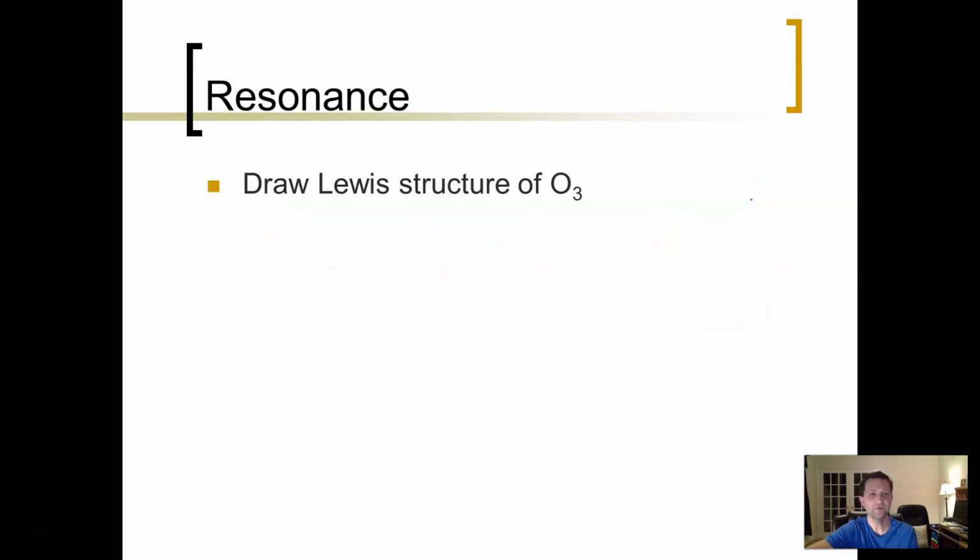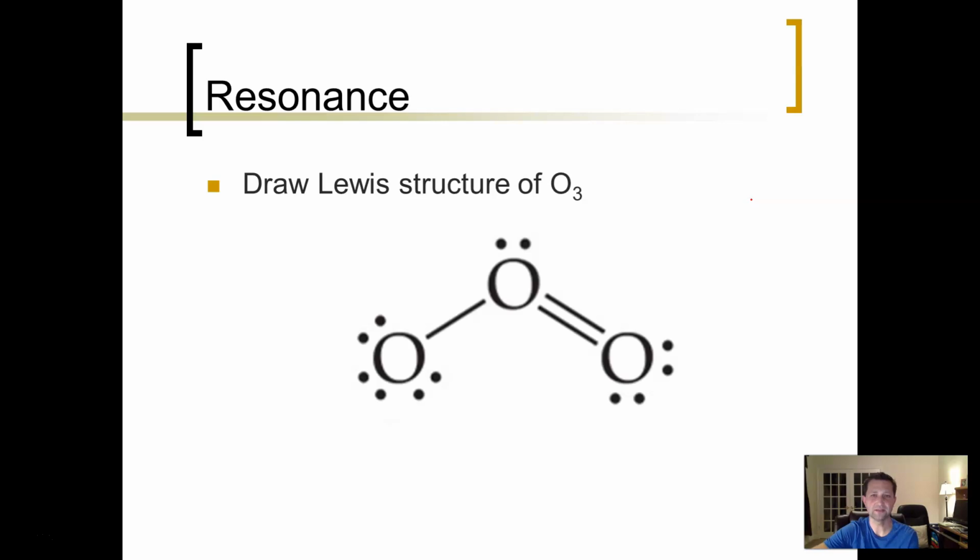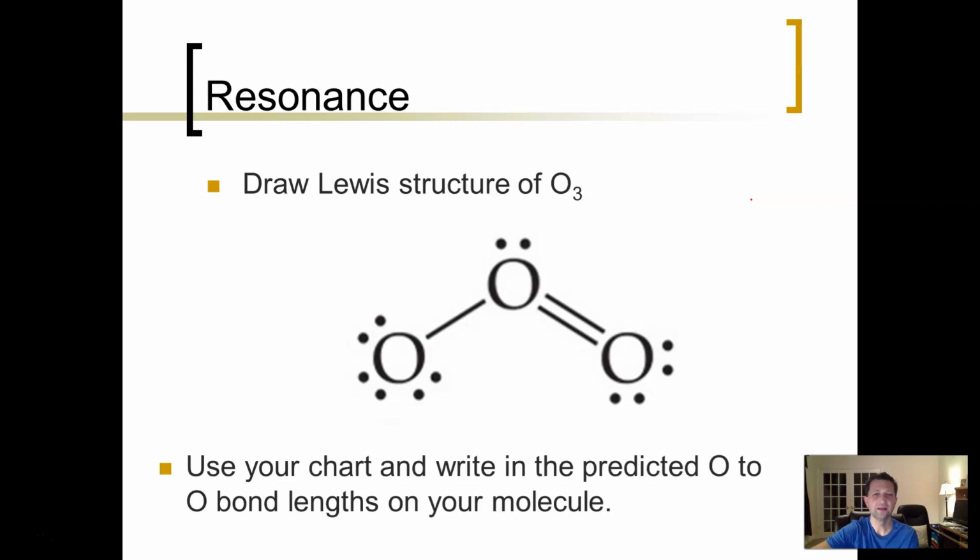Okay, moving on to the next topic here, which is resonance. We're going to look at O3. Ozone is like the best one to look at resonance for. So here's your Lewis dot structure of O3. Okay, you may have drawn this with the double bond on the left, and that's what we're going to get to here. All right. So what we want to do is use our chart earlier in your note sheet where you have bond length. We want to predict the oxygen-oxygen bond length in the molecule.